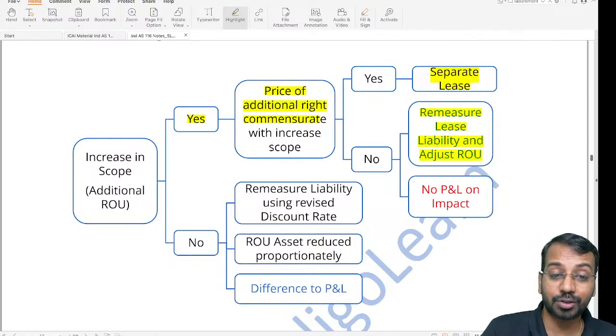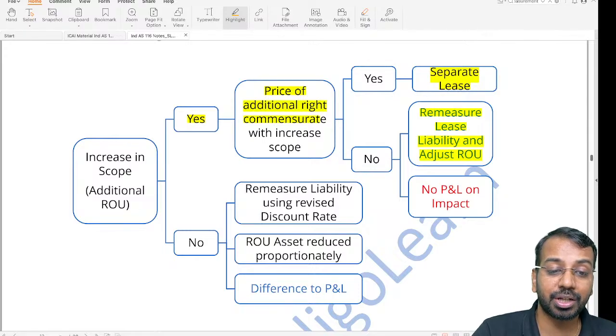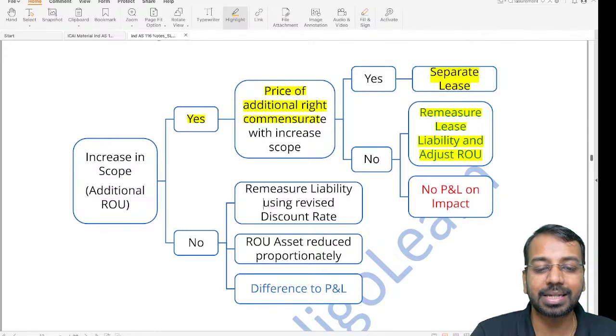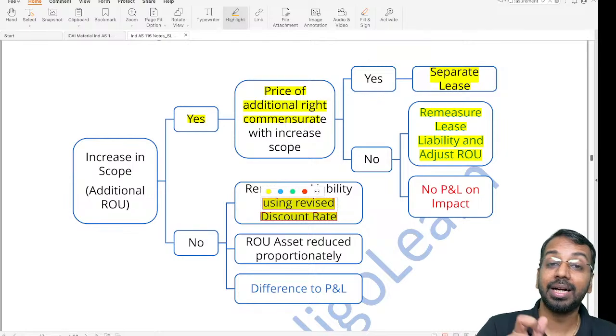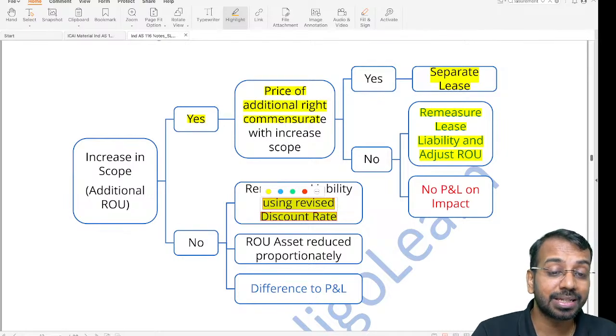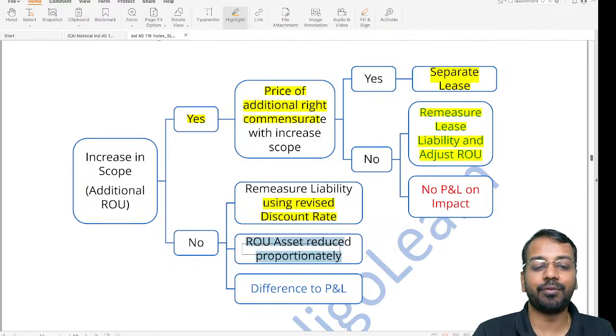then you will remeasure the lease liability using the revised discount rate. You will proportionately reduce the ROU asset, and the difference is charged to P&L. So these are the two things you need to understand.